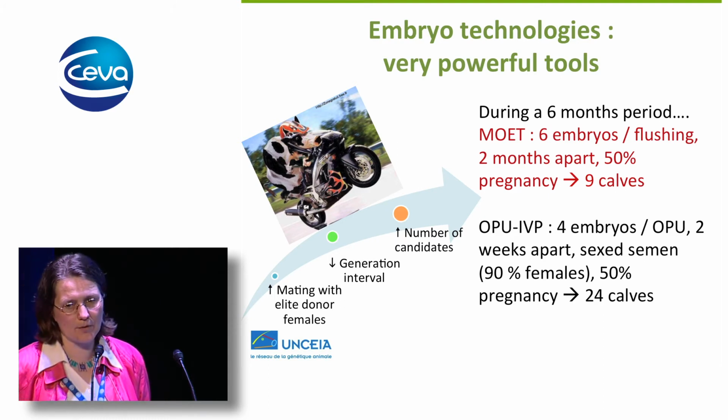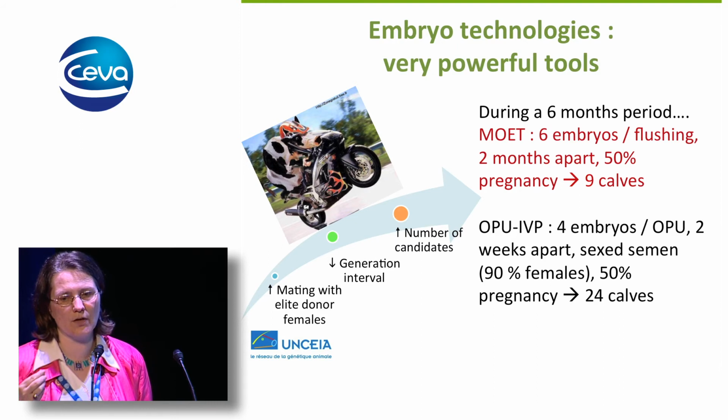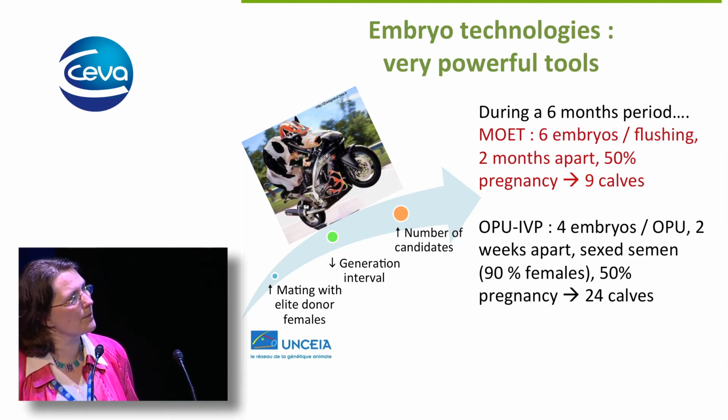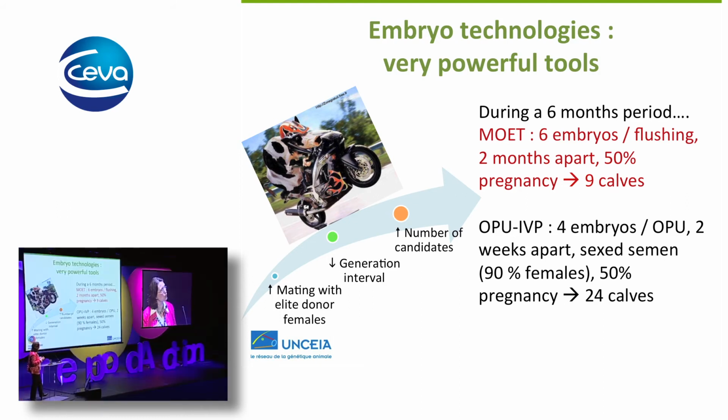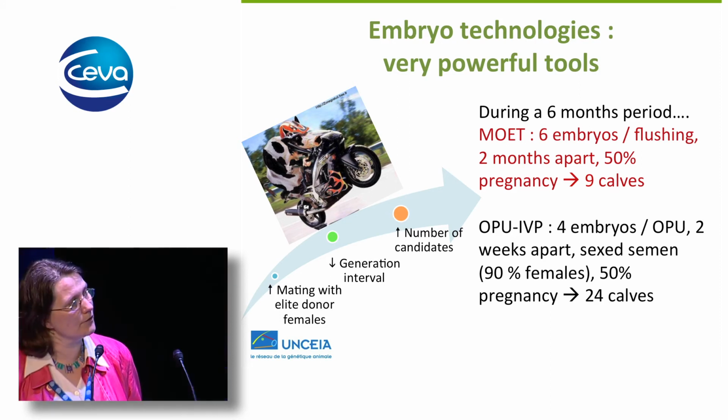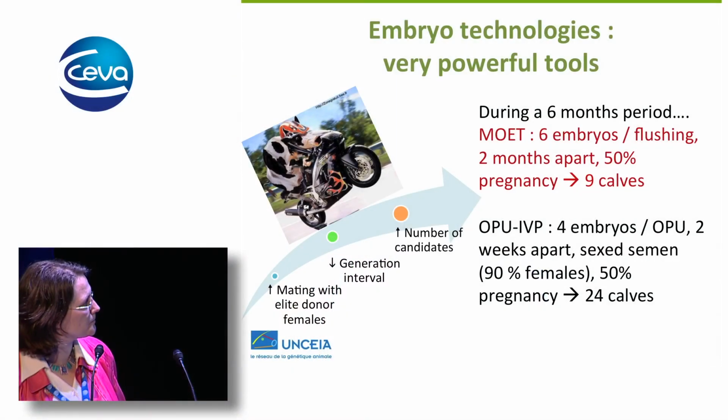If you use ovum pickup, collection of oocytes combined with in vitro fertilization, you will be able to have maybe 3 or 4 embryos per session. You can repeat them 1 or 2 weeks apart. And you could add the use of sexed semen so that you should have 90% of females. If you have the same pregnancy results, you will be able, in the same time period, to obtain 24 female calves. So it's really powerful, and if you want, you can really boost and accelerate the intensity of selection by using these technologies.